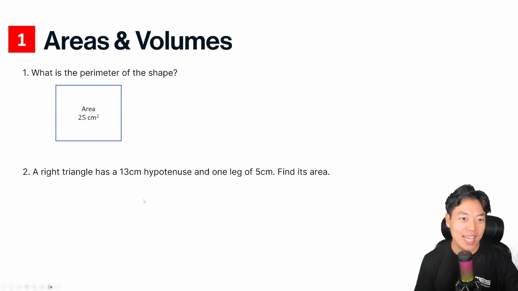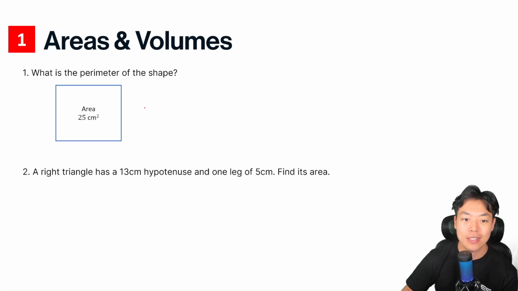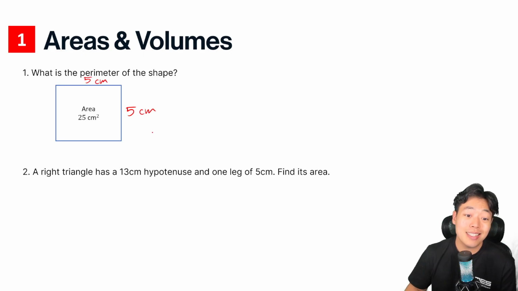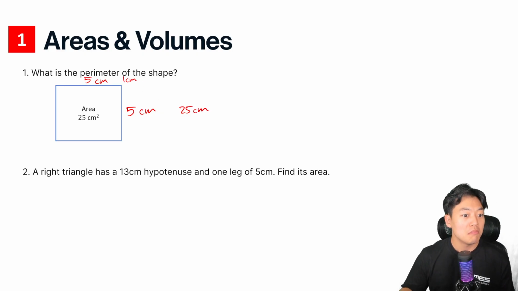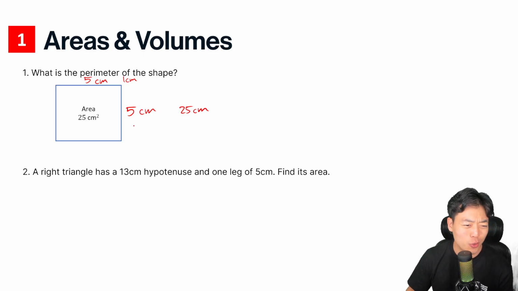Our first topic today is areas and volumes. What is the perimeter of this shape? Now, the area of this box or square could really be anything. It could either be 5 by 5 centimeters. It could technically also be 25 centimeters by 1 centimeter. It could be a lot of other things as well. But for integer values, for whole number values, these are our two options.